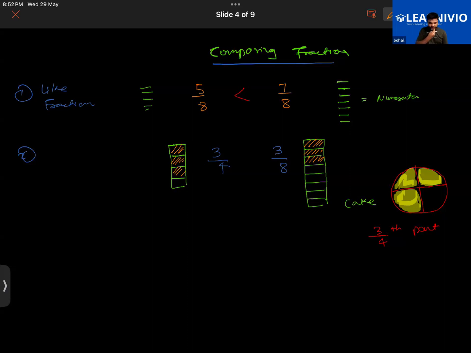But here's the catch in this one. Whenever we have to compare fractions with different denominators but the same numerator, we have to compare with the denominator only. The fraction which has a smaller denominator will be greater than the other one.